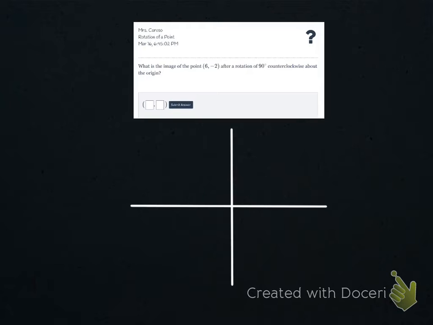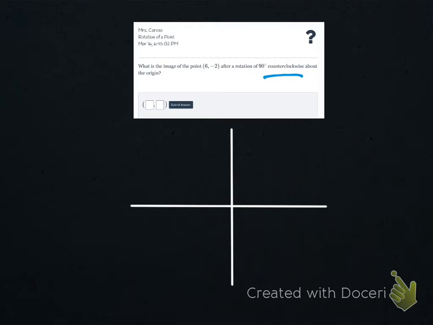So first thing, it says, what is the image of the point 6, negative 2 after a rotation of 90 degrees counterclockwise? So counterclockwise. I want to make sure we are going in the opposite direction of a clock, which would be that way. So 90 degrees is 1/4 turn. And so most of us, I think, get that much.